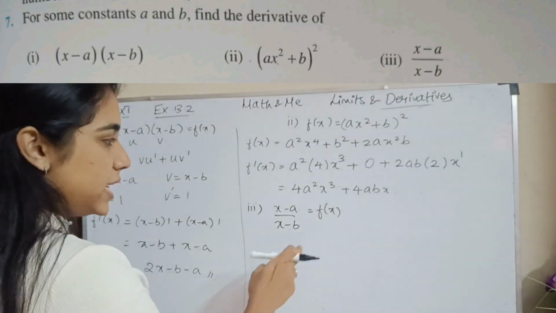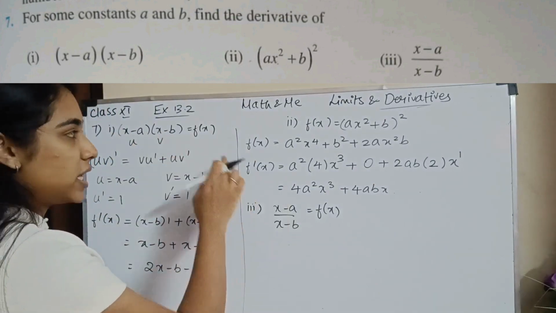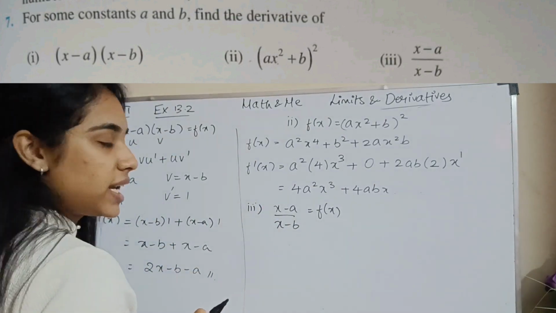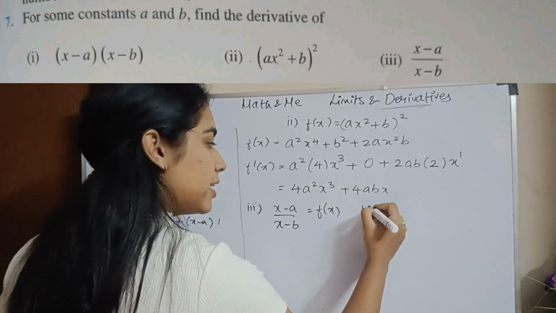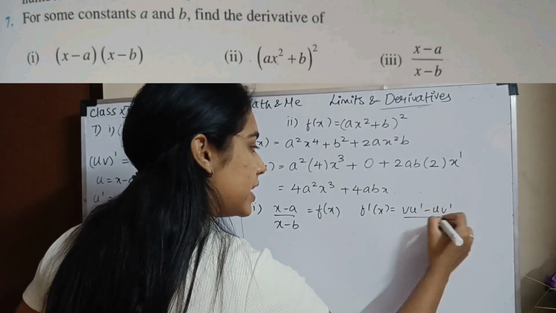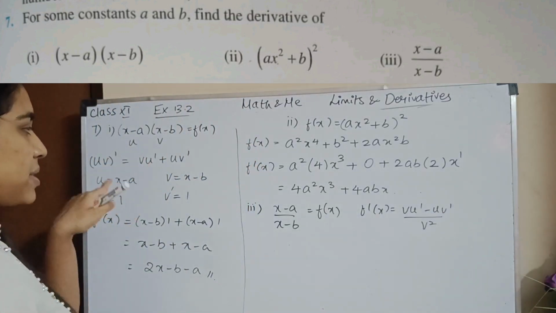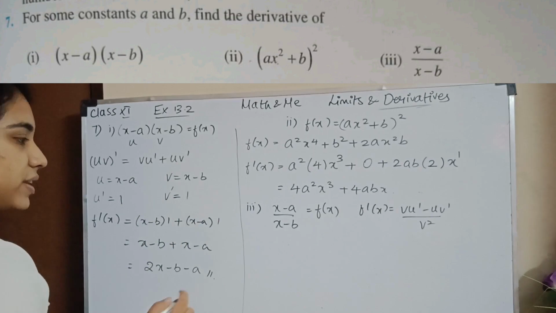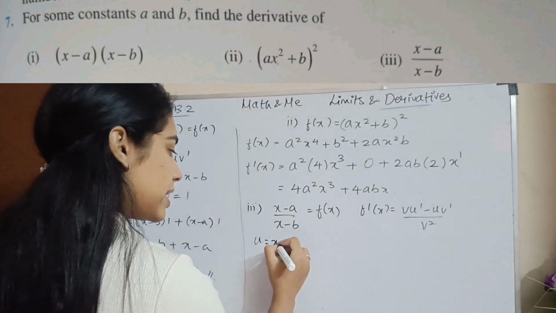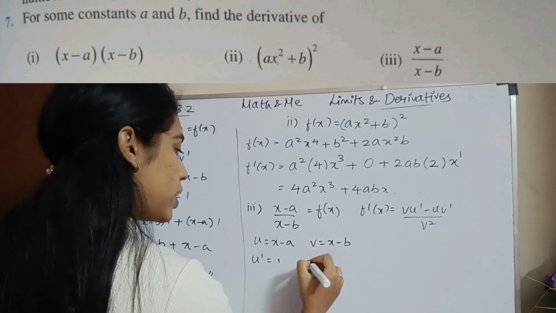Third subsection, f of x is x minus a divided by x minus b. Okay, it is very similar to this, but here it is a quotient, not a product. So, using the Leibniz quotient rule, what do I have? f dash of x equals v u dash minus u v dash divided by v square. So, what is my v? It is the same as this. Correct? So, I have u equals x minus a, v equals x minus b, u dash is 1, v dash is 1.